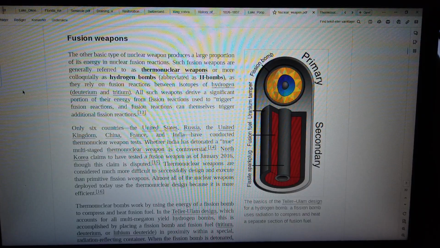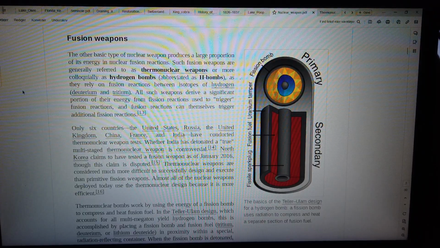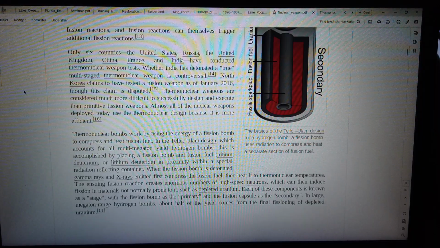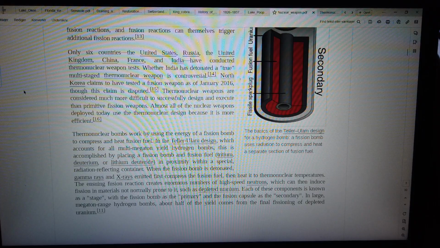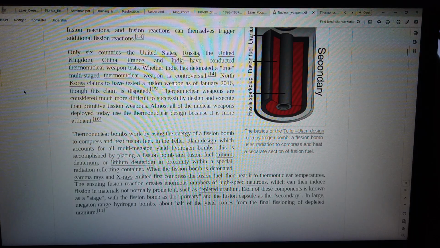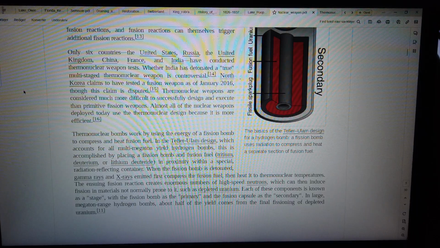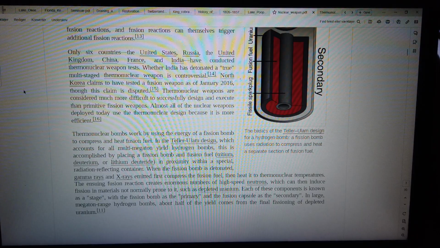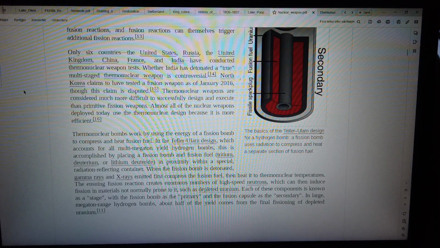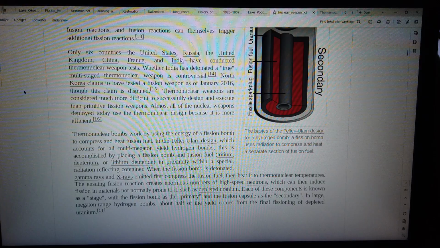Only six countries, the United States, Russia, the United Kingdom, China, France, and India, have conducted thermonuclear weapon tests. Whether India has detonated a true multi-staged thermonuclear weapon is controversial. North Korea claims to have tested a fusion weapon as of January 2016, though this claim is disputed. Thermonuclear weapons are considered much more difficult to successfully design and execute than primitive fission weapons. Almost all of the nuclear weapons deployed today use the thermonuclear design because it is more efficient.